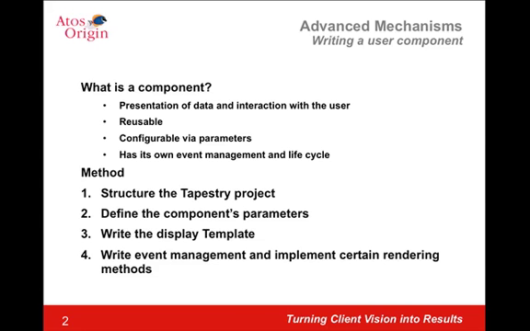They will be configurable through parameters. We have already seen that, for example, with the loop component, which takes a source parameter. To create a component, we must first create the template and the Java class in the components package, then define the parameters of the component and declare them in the Java class. Finally, you have to write the template and implement events and rendering methods.